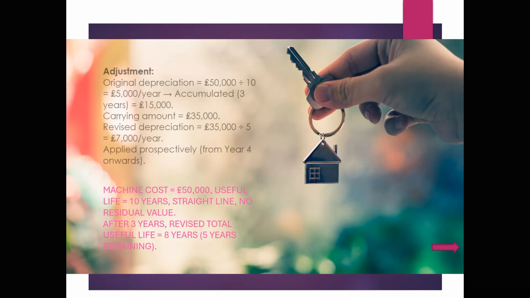So yes, it's an accounting estimate. You're applying what is called a prospective application of the asset, because originally 50,000 divided by 10 is 5 years, right? Like the example I gave you. Accumulated depreciation for 3 years equals 15,000. Carrying amount is 35,000. Revised depreciation is 35,000 divided by 5, which gives 7,000 per year. So that is applied prospectively from year 4 onward. So that is a prospective application of it.